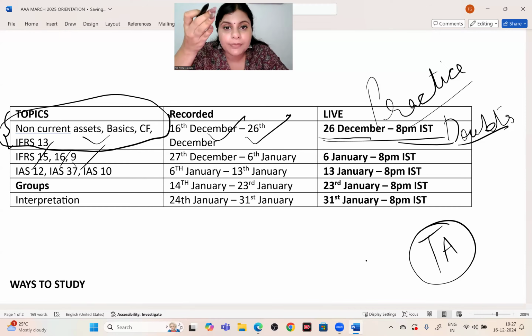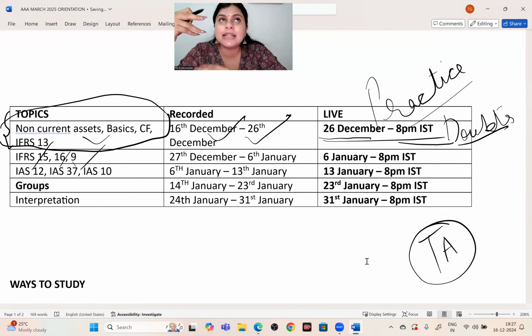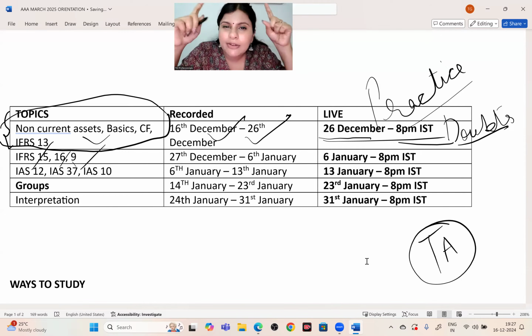15 is on revenue, how to record my sales. If I have a contract with a customer, how to record that. IFRS 16, if I take anything on rent or give anything on rent, how to record that. IFRS 9, if I buy shares of a company or I issue my loan notes, that means I issue bonds or I buy bonds, how to record that.